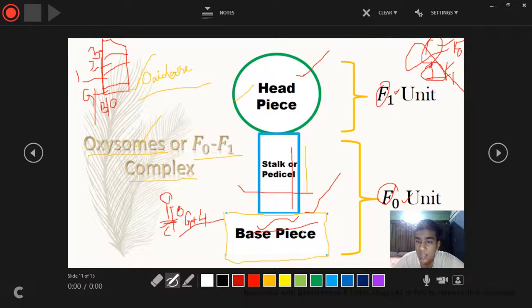Because it is the base piece, and it is matching with the base of the cristae, and generally for the base we start from the ground floor, or base floor, or zero floor. So this is the F0 unit, and this is the F1 unit, the first floor. It is totally different in shape, and these two are the same in shape. That's the difference: headpiece, stalk or pedicel, and base piece. This total structure is called the oxysome or F0 F1 complex. You will get the term F0 F1 complex in most of the books. That's why I've explained which is F0 and which is F1.